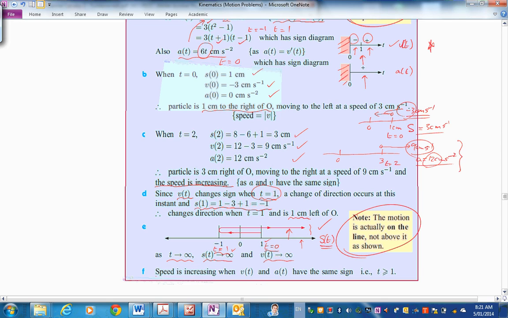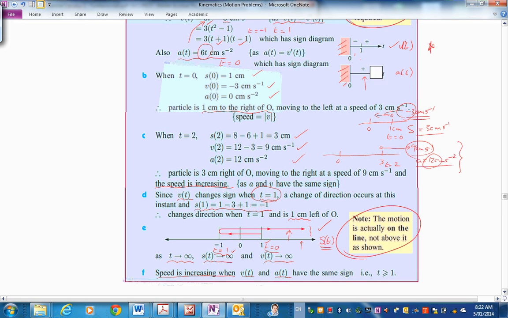Okay, when is the speed increasing? It's when v of t and a of t have the same sign. So let's go back up here. It's getting a bit messy. Let's just scrub this out now. That's v of t and a of t. In this region, they don't have the same sign. Acceleration is positive and velocity is negative.